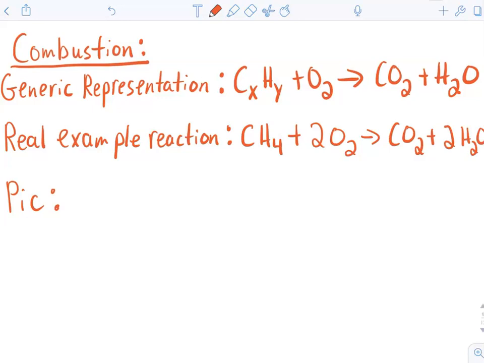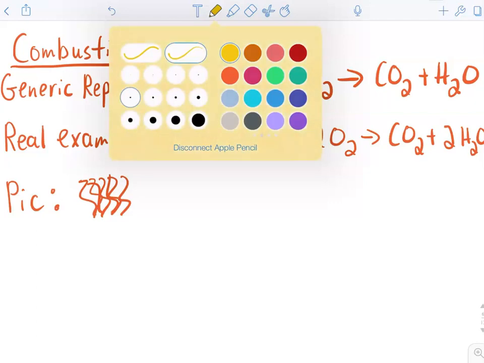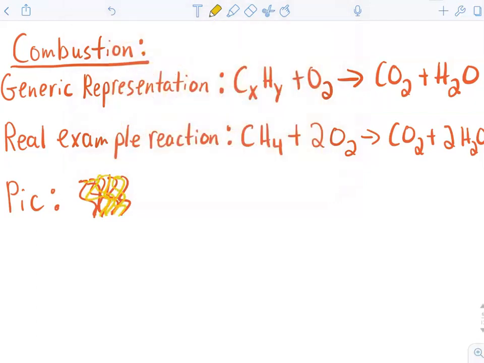Now notice, carbon dioxide and water are your products. That is going to be the case with every combustion reaction. This setup is always going to be the same. You're going to have something with carbon and hydrogen plus oxygen is going to give you carbon dioxide and water. That is always going to be the case for a combustion reaction. And then the picture for this one, this is going to be fire. So you should associate fire with combustion.